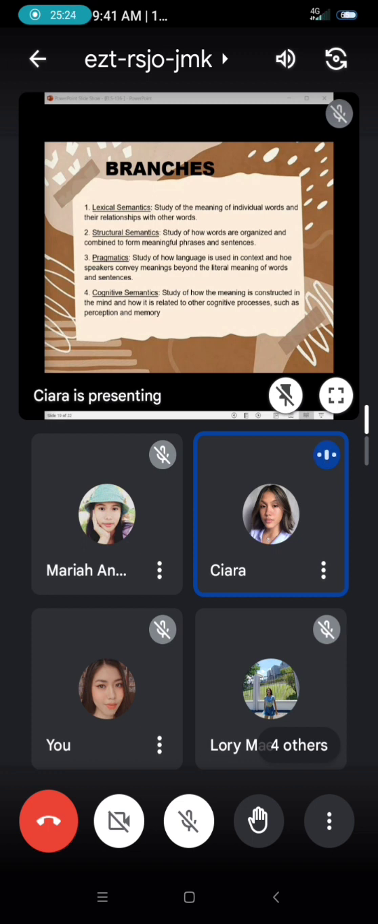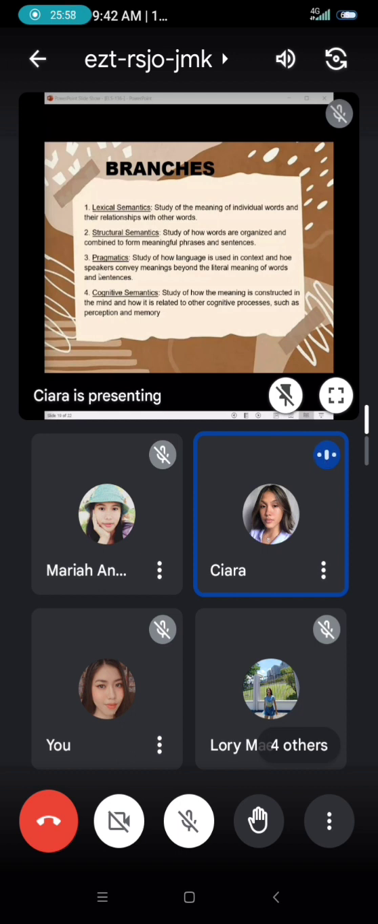Next, we have pragmatics. Pragmatics is the study of how language is used in context and how speakers convey meanings beyond the literal meaning of words and sentences. Pragmatics addresses issues like implicature, speech acts, conversational implicature, and the interpretation of indirect speech.